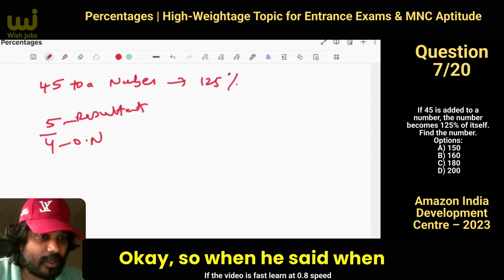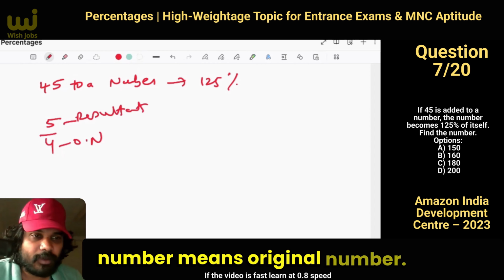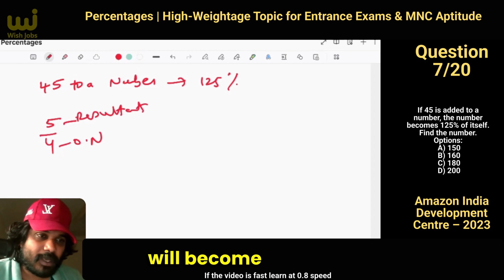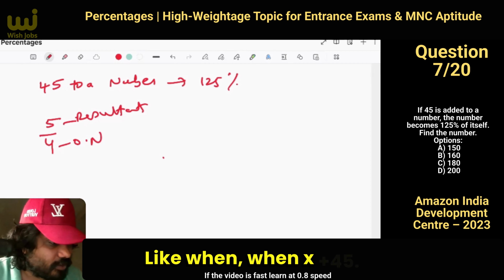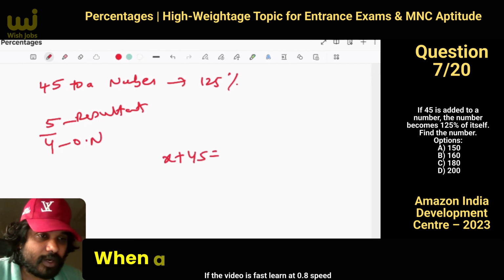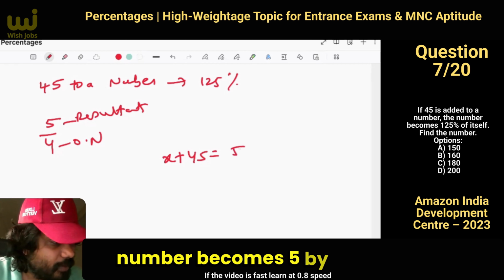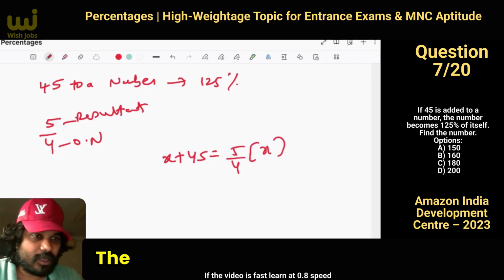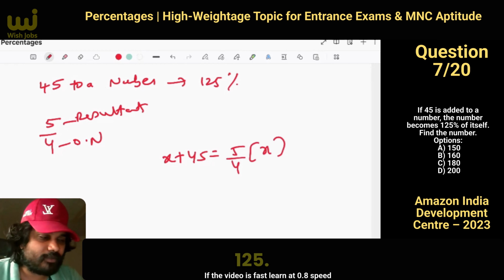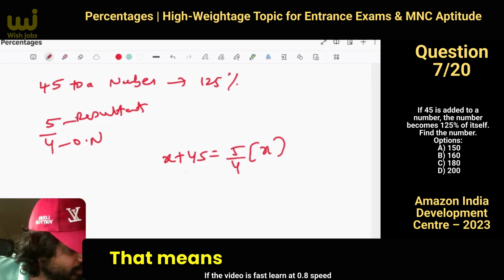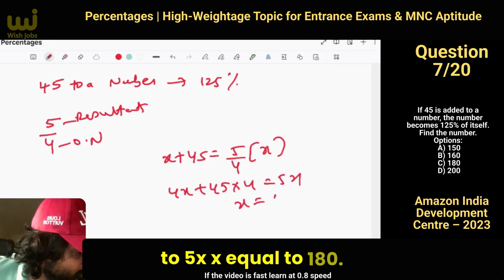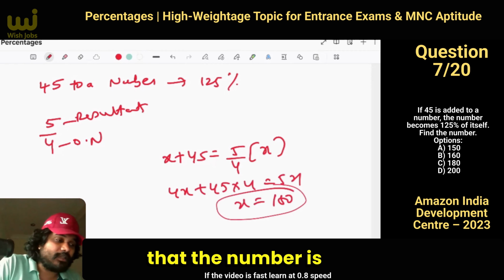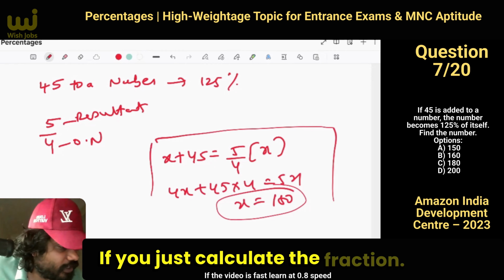So when he said 45 is added to a number, the number itself will become 125% of it. When a number x is added with 45, the number becomes 5 by 4 of x. The number becomes itself 125%. That means 4 into (x plus 45) equals 5x, so x equals 180. From here you will know that the number is 180.